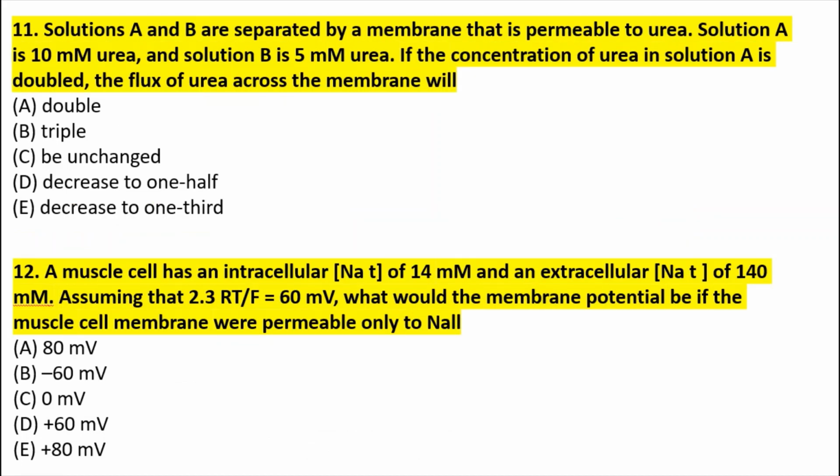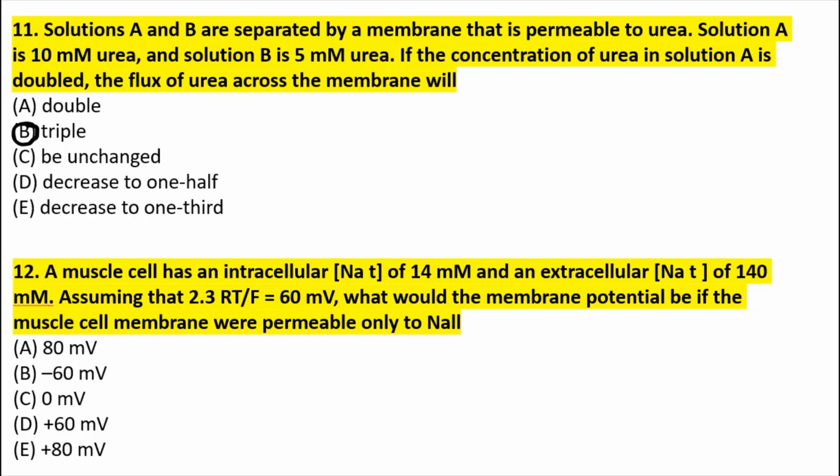Number 11. Solutions A and B are separated by a membrane that is impermeable to urea. Solution A is 10 millimolar urea and solution B is 5 millimolar urea. If the concentration of urea in solution A is doubled, the flux of urea across the membrane will increase by 3 times, so it will triple. The flux of urea across the membrane will triple.